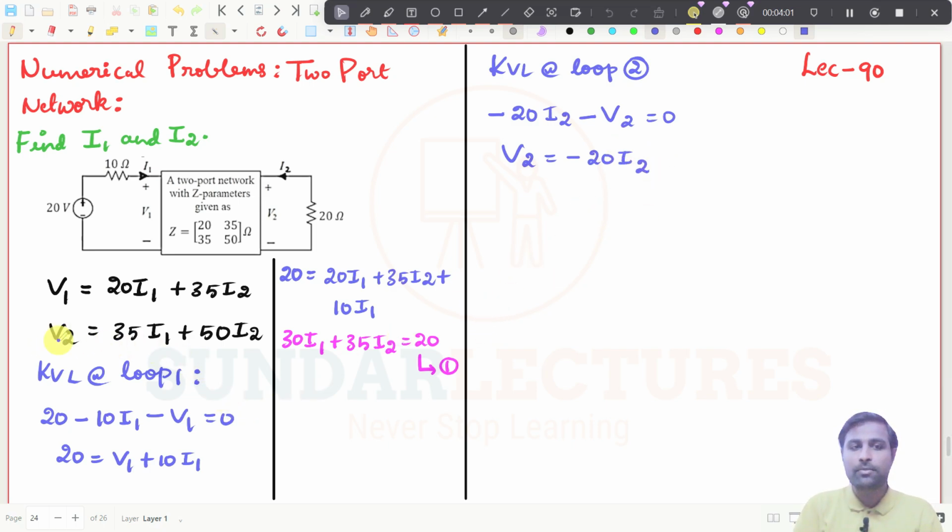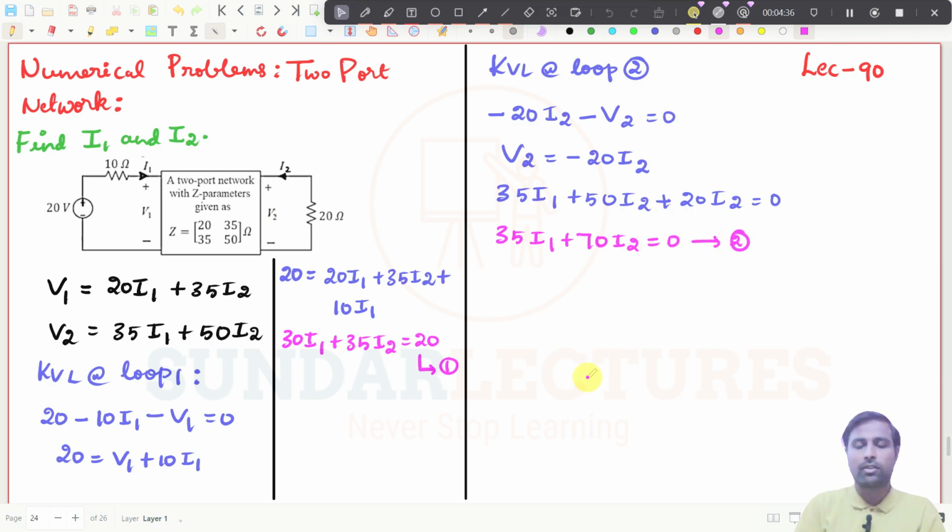And you see, I can substitute for V2 this expression. So it will be 35 I1 plus 50 I2, and if I bring this to the other side, it will be plus 20 I2, which is equal to 0. There is no constant term, because there is no voltage connected. So the final expression will be 35 I1 plus 70 I2 equal to 0. So this is equation number 2 now.